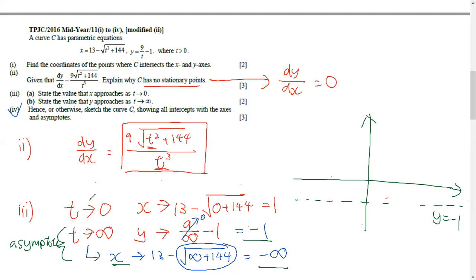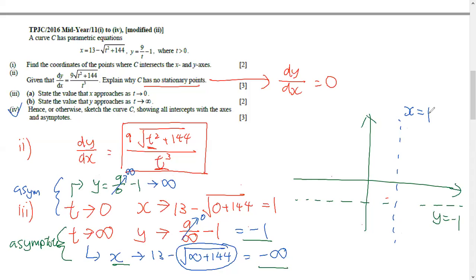For the top case, t approaches 0, x approaches 1. If we again work backwards from here, t approaches 0, the y value is 9/0 minus 1. So again, if you are well versed in this, you should know that 9/0 is infinity. So actually this approaches infinity. So again, this here represents another asymptote at x equals 1. So we are supposed to make use of this information to draw out some features of the graph.